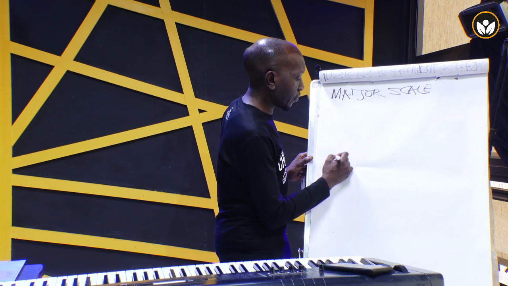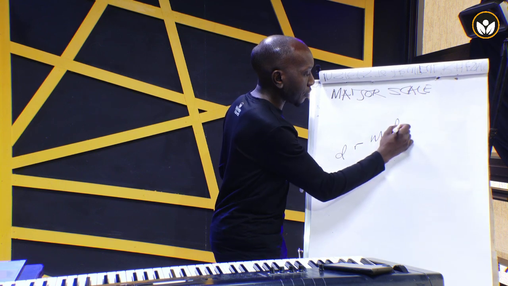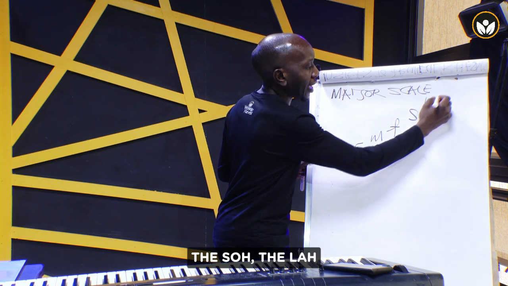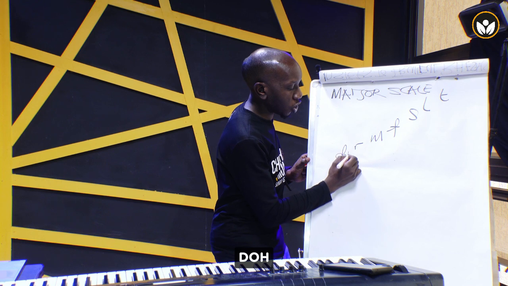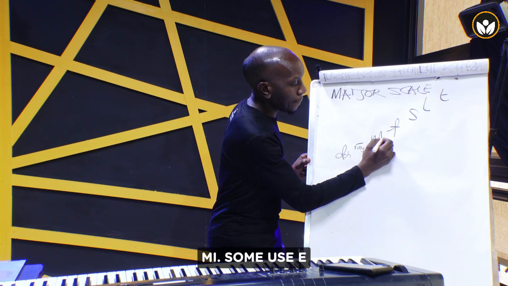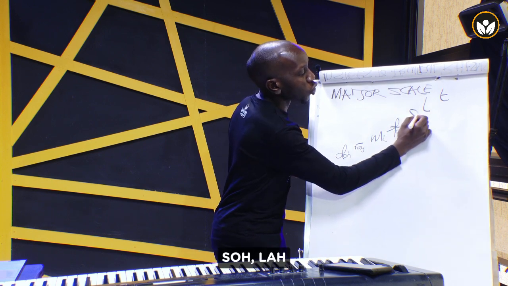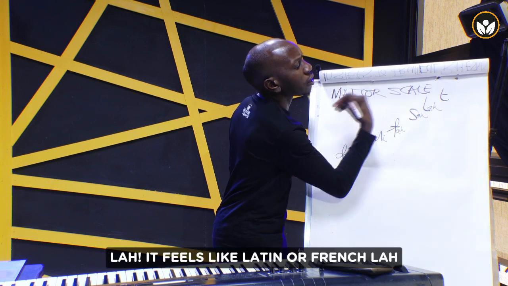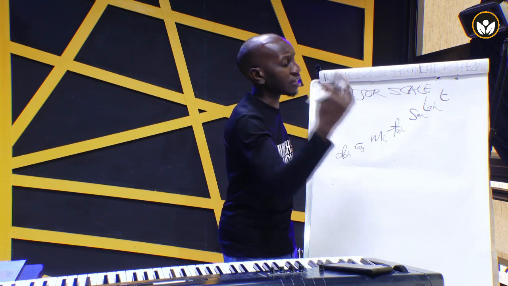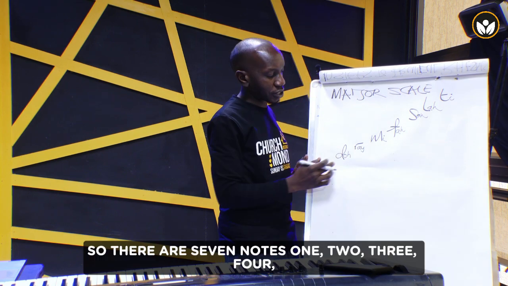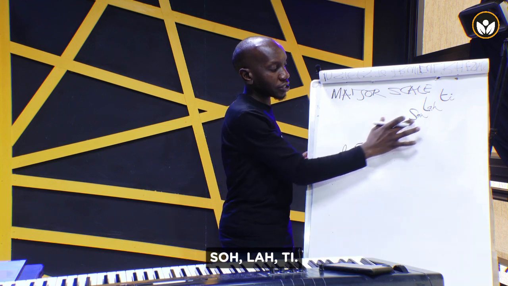So you have the do, the re, the mi, the fa, the sol, the la, and the ti. Let me try and name them the way you pronounce them. Do, re, mi. Some use E, but I'll use mi. Fa, sol, la. It feels like Latin or French. La. And then that's the ti. So there are 7 notes: 1, 2, 3, 4, 5, 6, 7. Do, re, mi, fa, sol, la, ti.